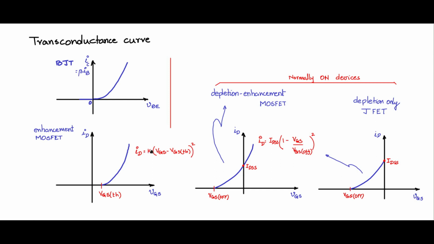In the BJT and the enhancement MOSFET, when VBE or VGS is 0, IC is 0 in the case of the BJT, and ID is 0 in the case of the MOSFET. Therefore, these two devices are normally off devices, and this type of devices are the ones that are prevalently used in power electronic circuits.